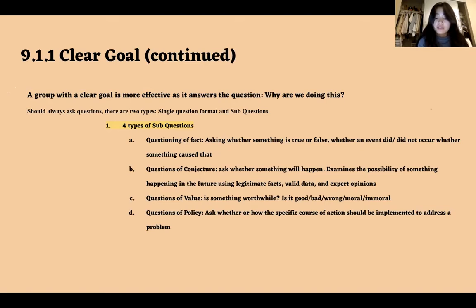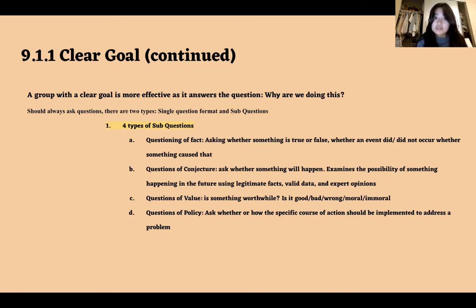So the next type of questions you should be asking are sub-questions, and there are 4 types. There's questions of fact, questions of conjecture, questions of value, and questions of policy. The first one is questions of fact, and it basically asks if something is true or false, and verifies the validity of the statement, such as whether something occurred, if it didn't, and what caused that to happen. The second one is questions of conjecture, which asks whether something will happen and the possibility of it happening in the future, again based on facts, data, and expert opinions.